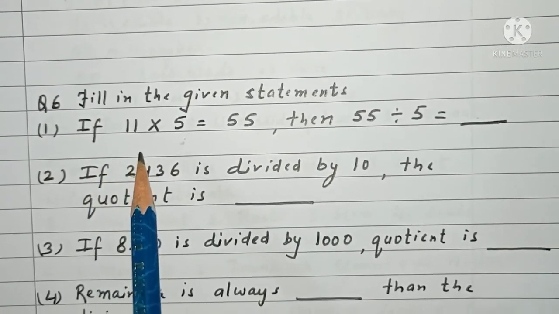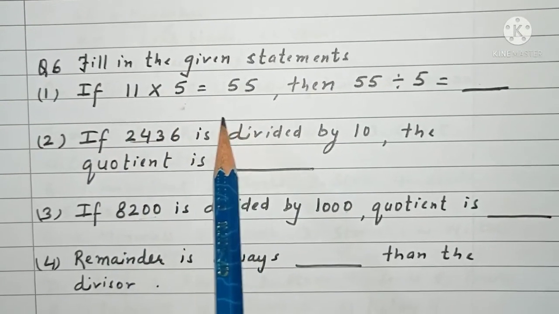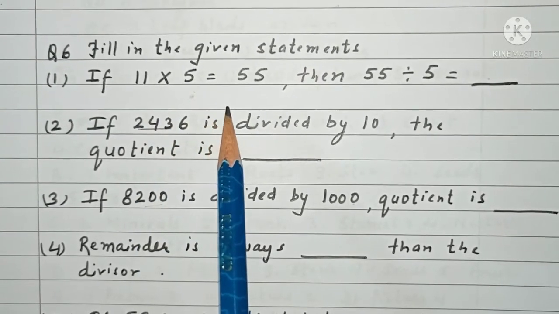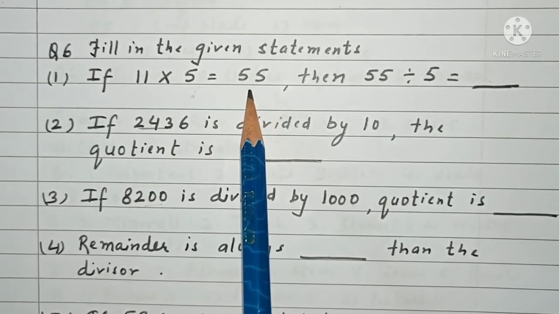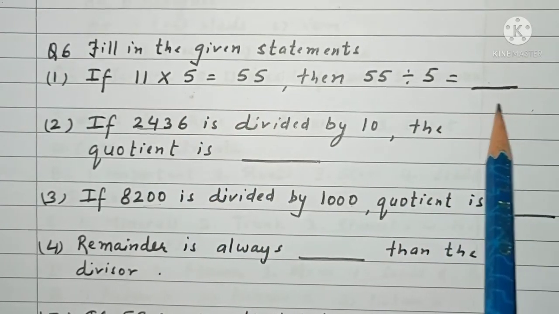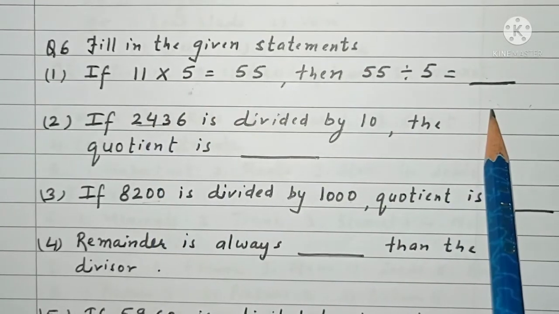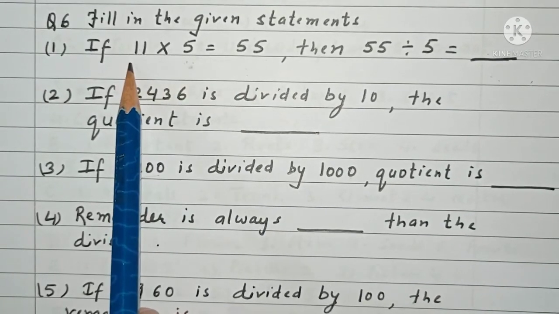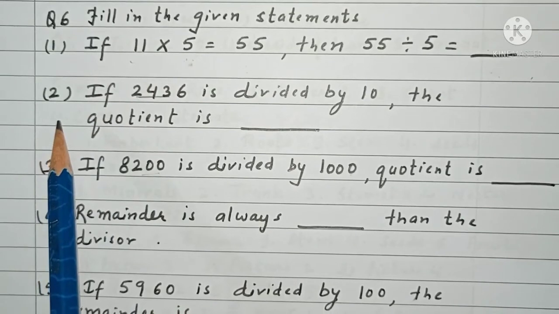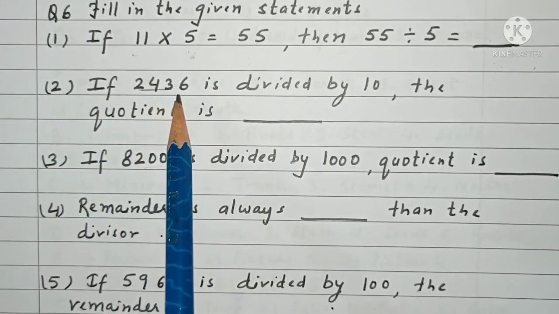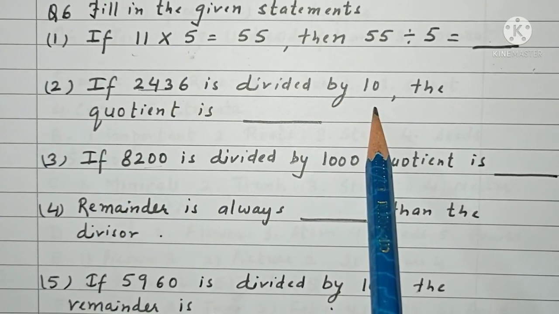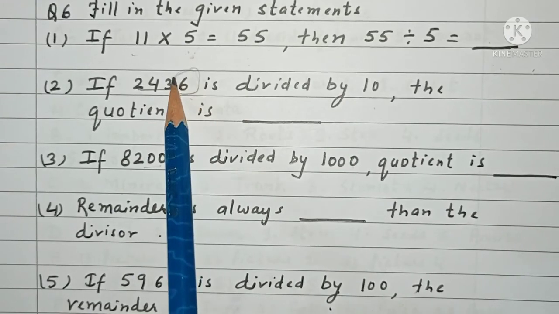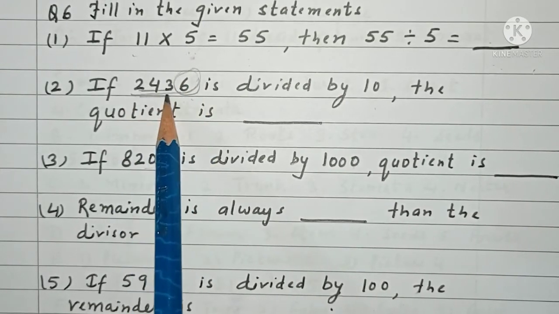Number 1, if 11 into 5 is equal to 55. Now children, this is a multiplication fact and you know that in a multiplication fact, what are the answers? So 55 divided by 5 is equal to dash. So whichever number is missing, write down that digit. That means here we have seen the product divided by the second number, the answer will be the first number. Fine. Now second part, if 2436 is divided by 10, as we have done right now, when any number is divided by 10, the remainder is the digit at the ones place and the rest is the quotient.